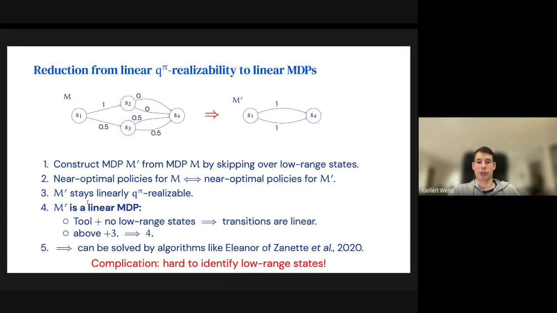But of course, the complication is that it is hard to identify these red low range states. So the final solution isn't going to be exactly a case of finding these and skipping them, but it's going to be a case of modifying Eleanor.